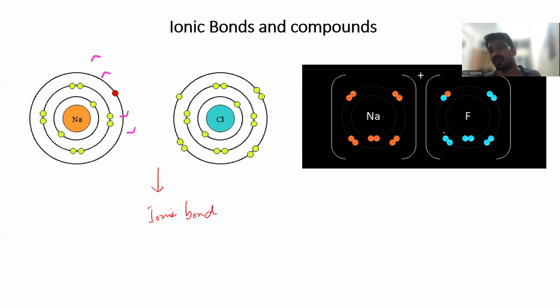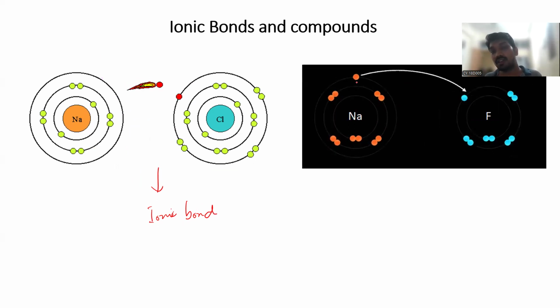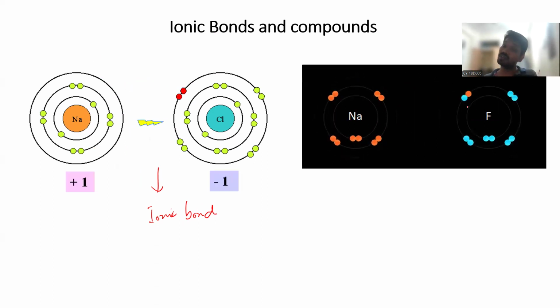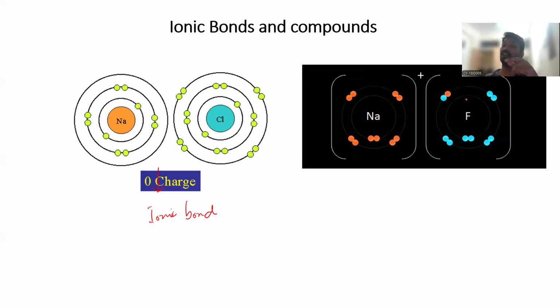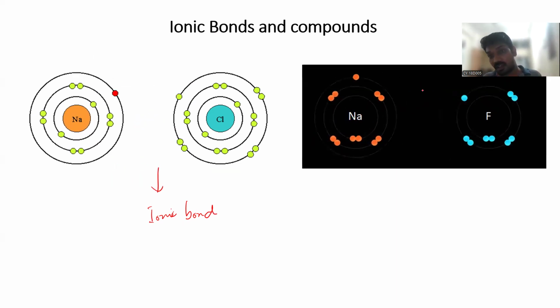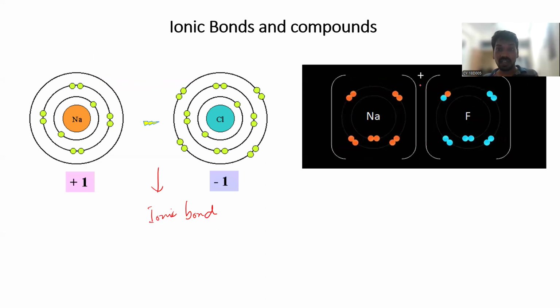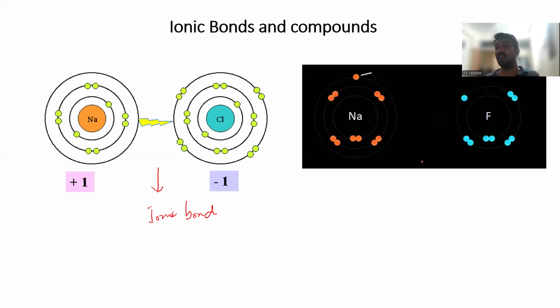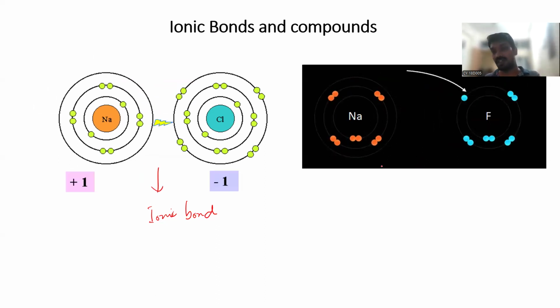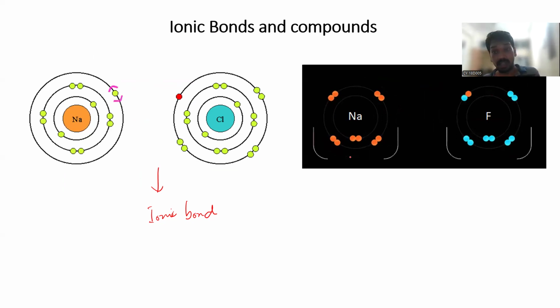Similarly, you can see sodium and fluorine. Sodium also has one extra electron. Fluorine is in the same family as chlorine, so it is one electron deficient. The electron is transferred from sodium to fluorine, and this fluorine gains one electron, becoming negatively charged, and they come together, resulting in an ionic bond. Sodium chloride we know as table salt. Sodium fluoride is another chemical compound.